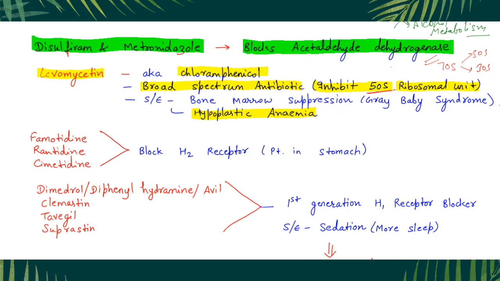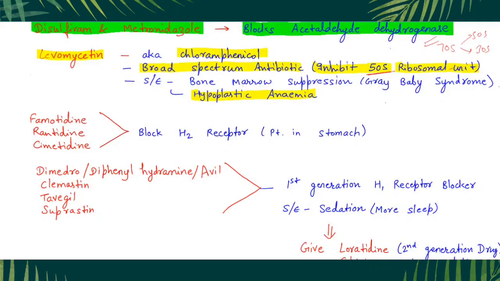So remember for the Krok, histamine. We already discussed that it is a vasodilator. Remember, it increases vascular permeability, and it causes bronchoconstriction. This we already discussed before.